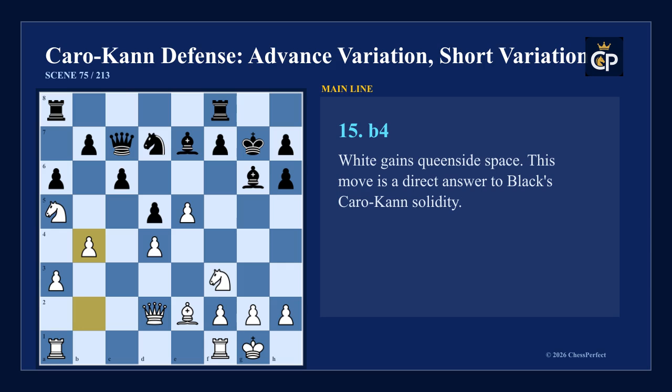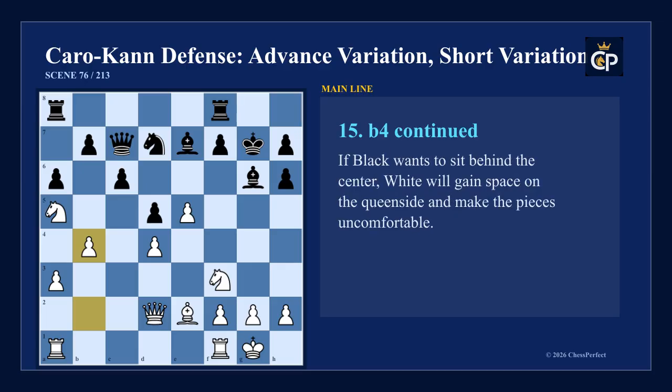b4. White gains queenside space. This move is a direct answer to Black's Caro-Kann solidity. If Black wants to sit behind the center, White will gain space on the queenside and make the pieces uncomfortable.